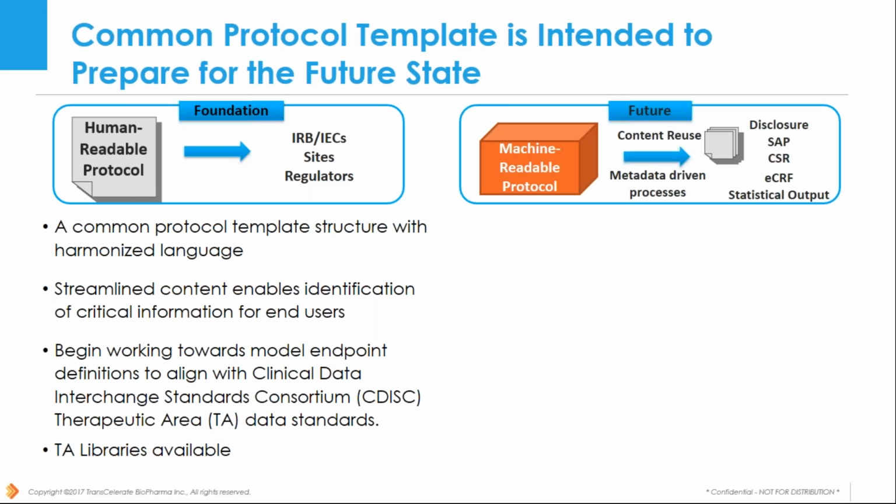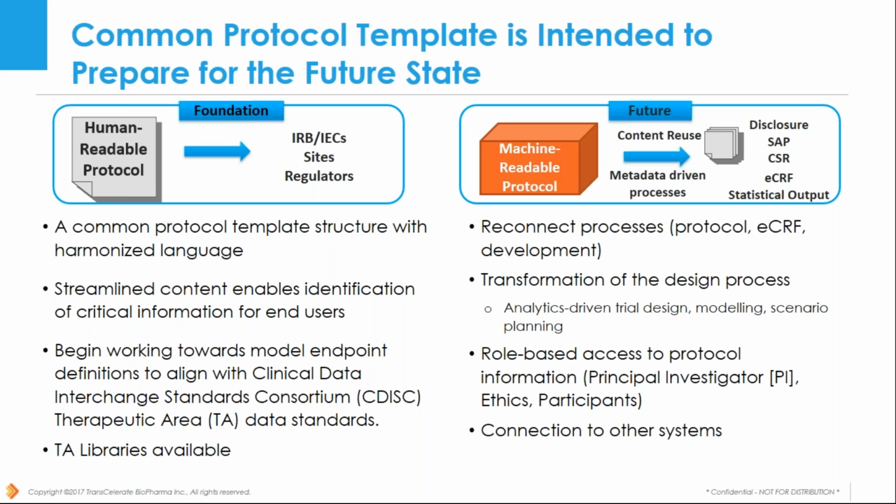The human-readable template paves the way to evolving to a machine-readable protocol, where content is reused and metadata drives downstream processes, introducing the possibility of establishing the protocol as a digital platform with analytic trial design, role-based access to protocol information, etc. In both the document-based environment as well as the digital environment, it will be critical to reconnect certain processes and develop critical study components in parallel rather than serially. For example, an ECRF and Statistical Analysis Plan, or SAP.